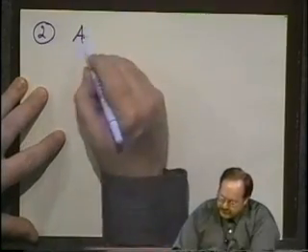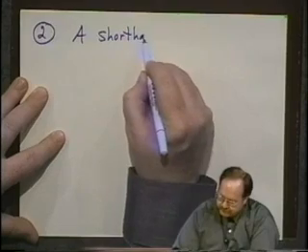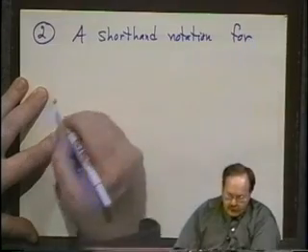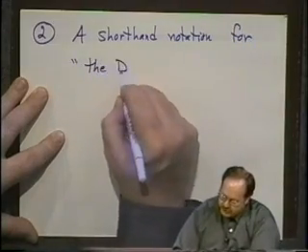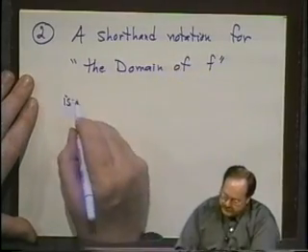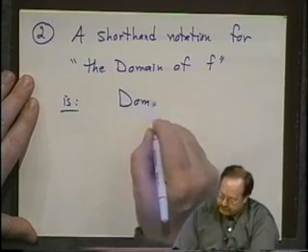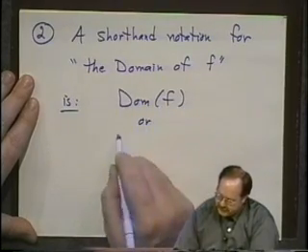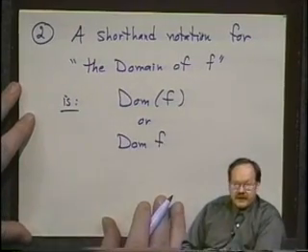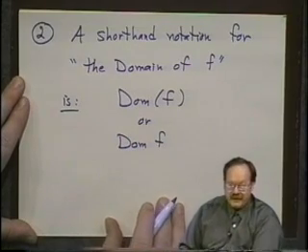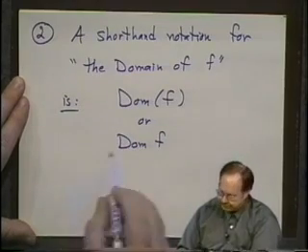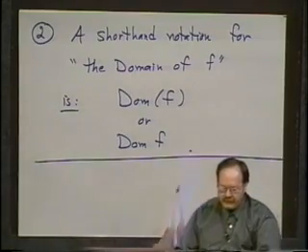Point 2, a shorthand notation for the domain of f, for the phrase the domain of f is DOM of f, or sometimes it's just DOM, and people write it that way with DOM f. Now I will use that from time to time because it's helpful. It's certainly short, and I think everyone understands what it means. It means the domain set that goes along with the function f. So it's simply useful, okay?